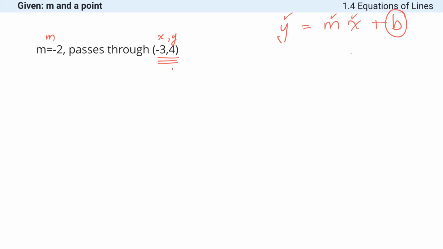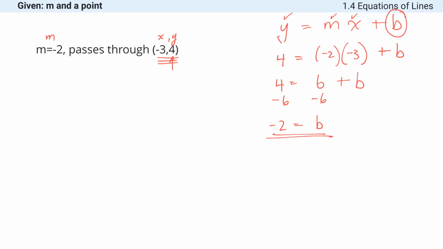Let's just plug all those numbers in. So y, a y value is 4, is equal to m, the slope is -2, and x is -3, plus b. Do I have all that right? I think that's right. Okay, so 4 is equal to -2 times -3, which is +6, plus b. And then to solve for b, I'll subtract 6 on both sides. So I'll have -2 is equal to b. So my y-intercept is -2.